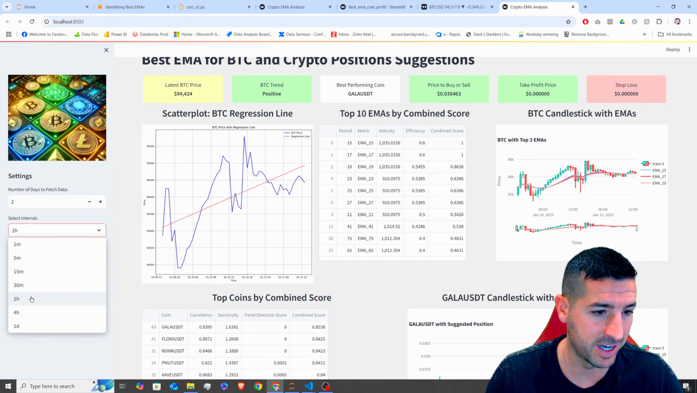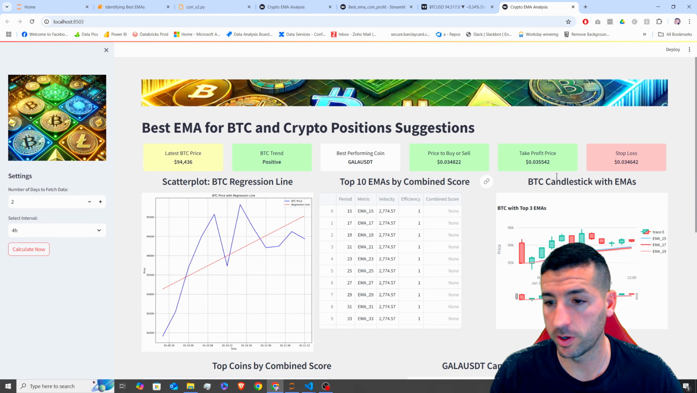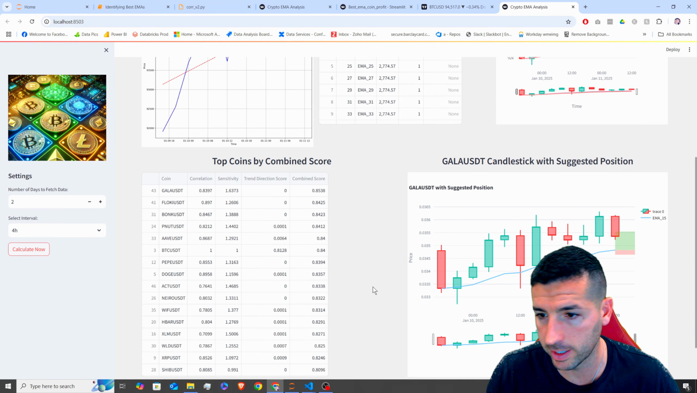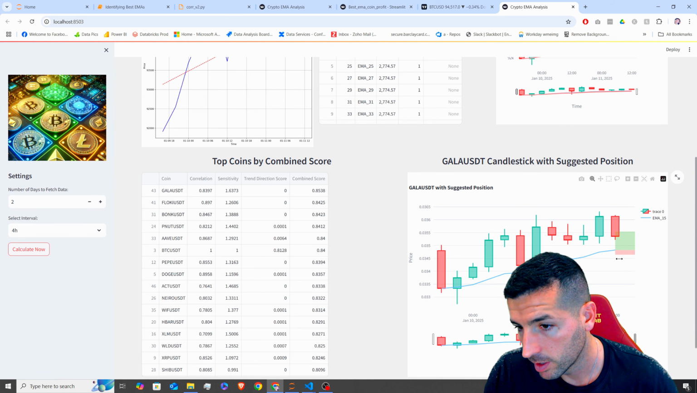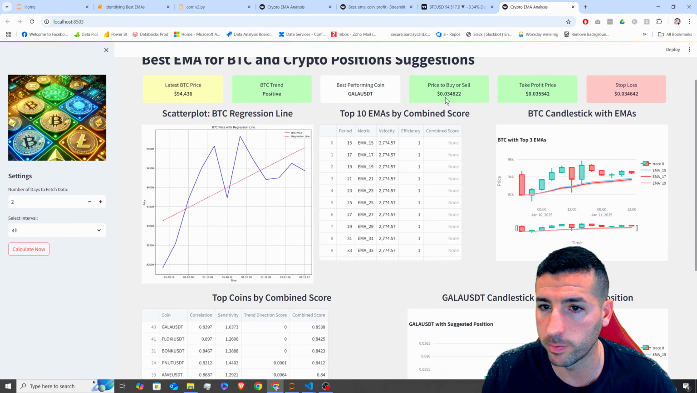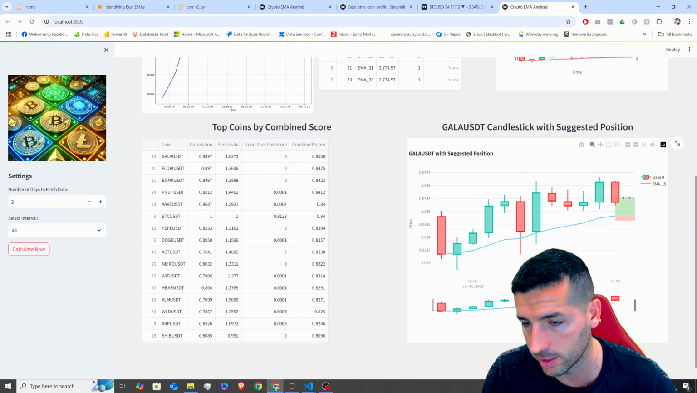Let's try 4 hours now. In 4 hours, we should be able to get a trade. There we go. We can actually get a trade in the 4 hours. If we scroll down, Gala is still the best performing coin. We can see now the best performing EMA, which is the 15. We can set a limit order now on Gala to buy on 0.034 and then take profit on 0.035, which is over here, and then stop loss just below over here.